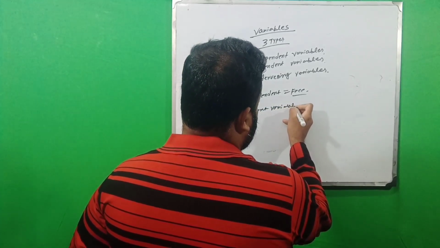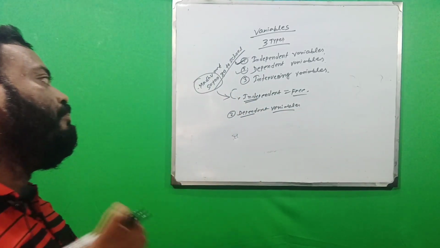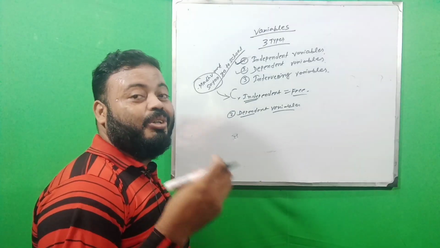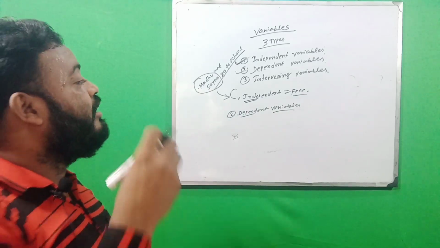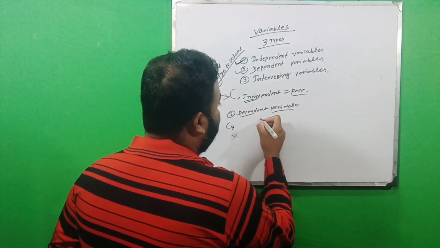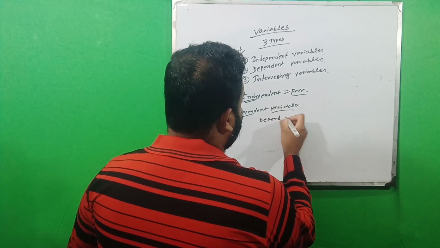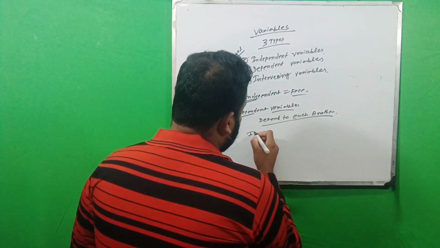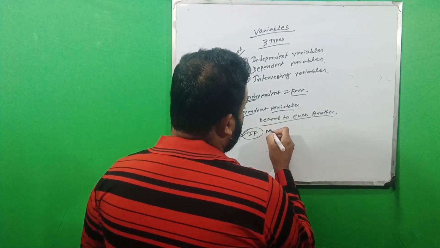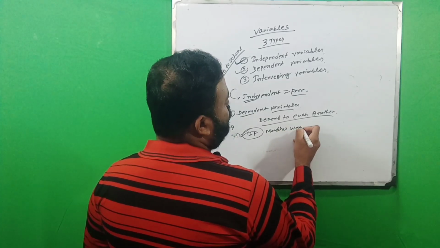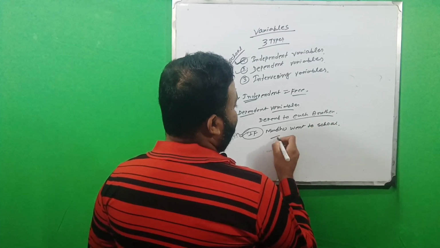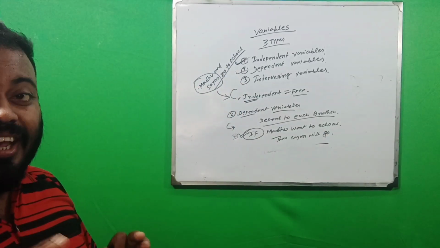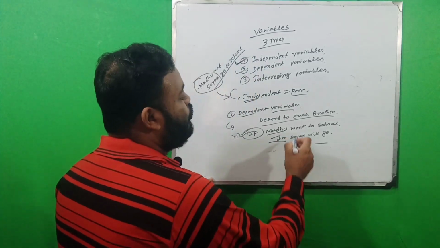Here, for dependent variables, we know that something depends on others. So if Madhu goes to school, then Shayan will go. So here they depend on each other. If Madhu went to school, then Shayan will go. There are two people, Madhu and Shayan.